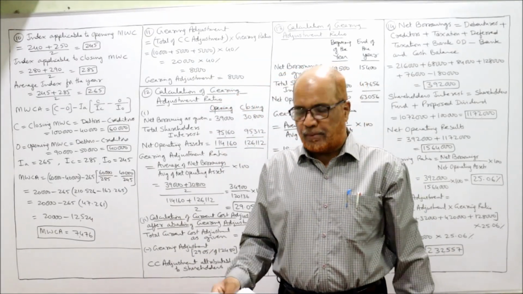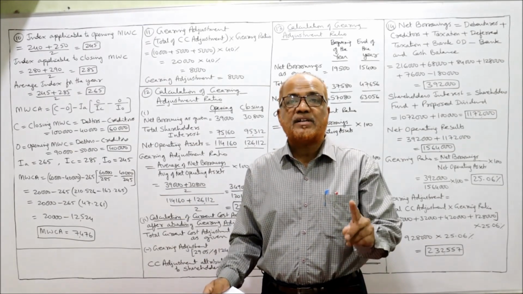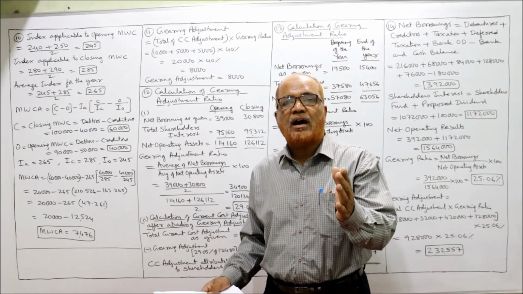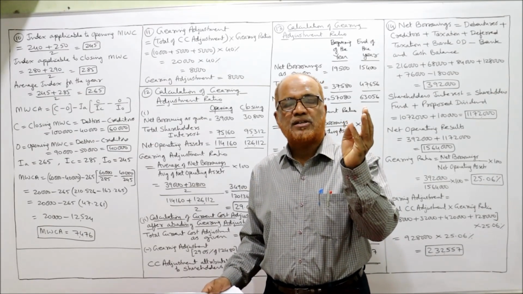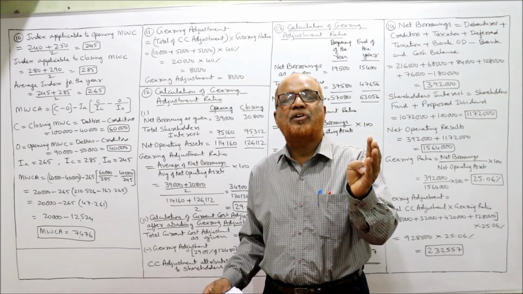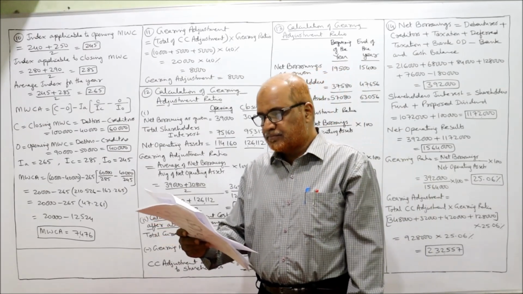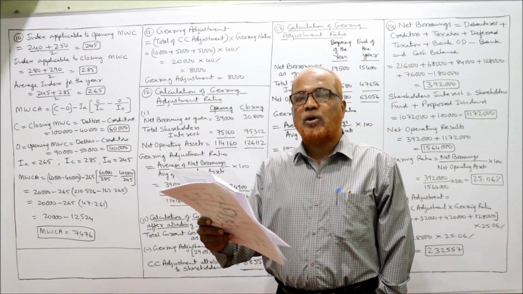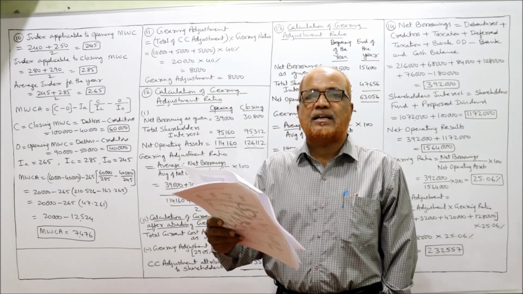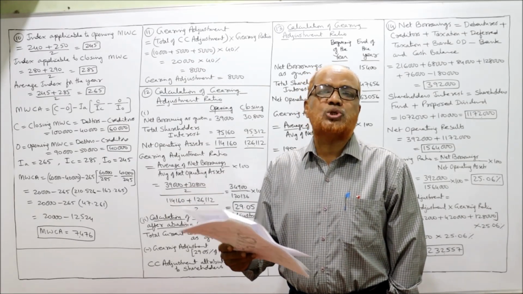Now see the 11th problem. From the following information, calculate the amount of gearing adjustment. First time we are calculating gearing adjustment. So far we have done depreciation adjustment, cost of sales adjustment, and monetary working capital adjustment. Now we are coming to the last point, gearing adjustment. Calculate the gearing adjustment of a company which has a capital mix of 40% debt and 60% equity. So debt equity ratio is 40:60.